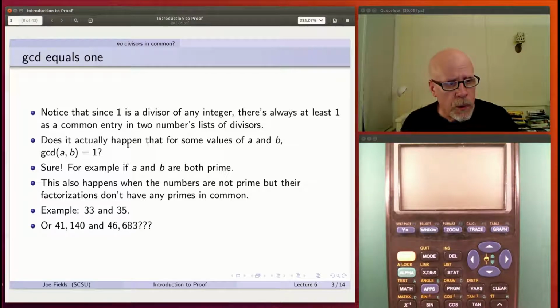Here's a tougher question. 41,140 and 46,683. Why such a weird thing? Well, I just wanted to give you an example where you can answer the question quickly if you've got a computer to help you, but it would probably take quite a while otherwise. You'd have to run the Euclidean algorithm with this pair of numbers as the inputs, and it would take a little while to do by hand. Again, if you implement it on a computer, it's quick.